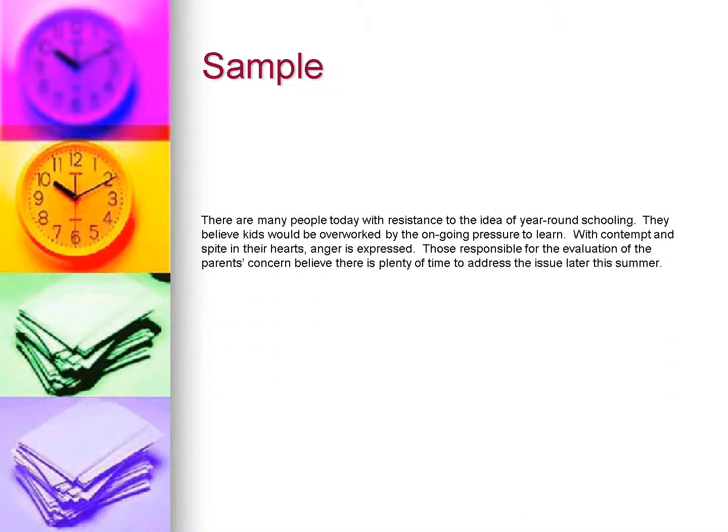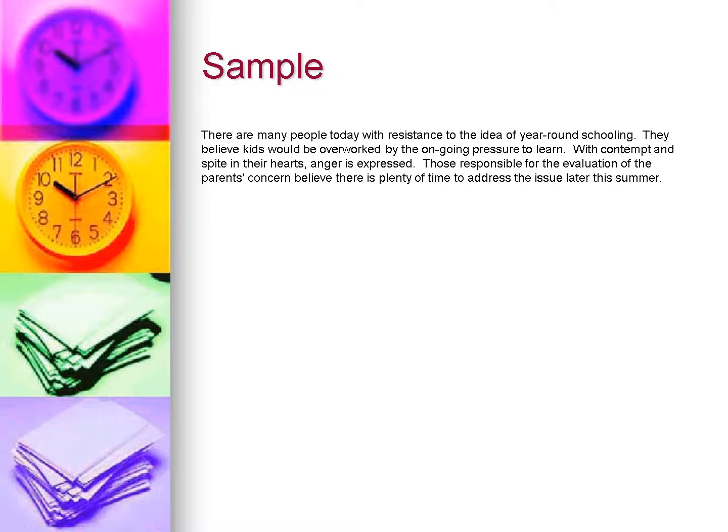So, another larger example. Here's a paragraph with 4 or 5 sentences. "There are many people today with resistance to the idea of year-round schooling. They believe kids would be overworked by the ongoing pressure to learn. With contempt and spite in their hearts, anger is expressed. Those responsible for the evaluation of the parents concerned believe there is plenty of time to address the issue later this summer." Okay, just kind of an average paragraph with average sentences, nothing major wrong in it.